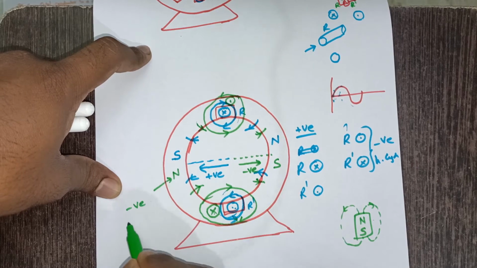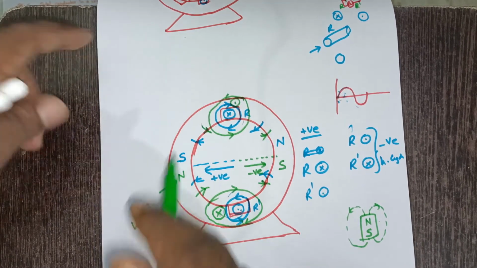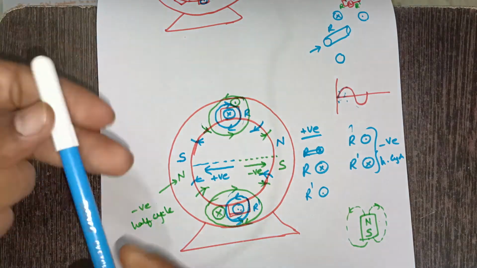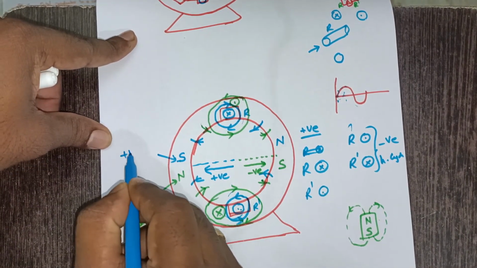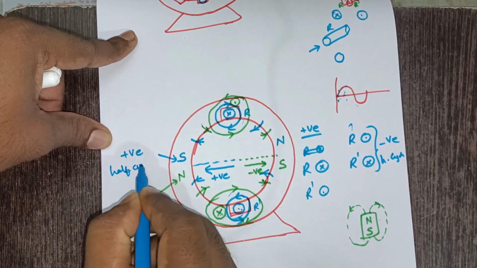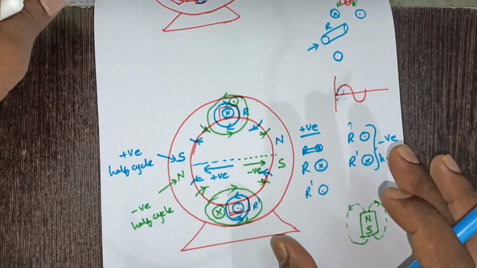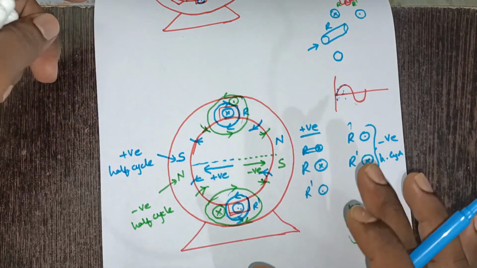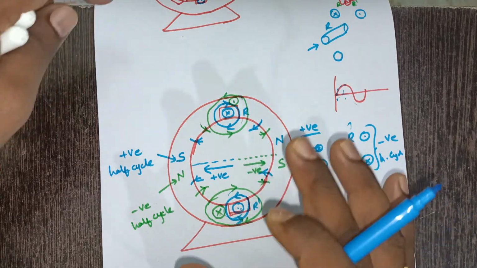Remember, this one is for negative half cycle, and this one is for positive half cycle. This is how poles are created when you give excitation to that winding after placing the phase winding.